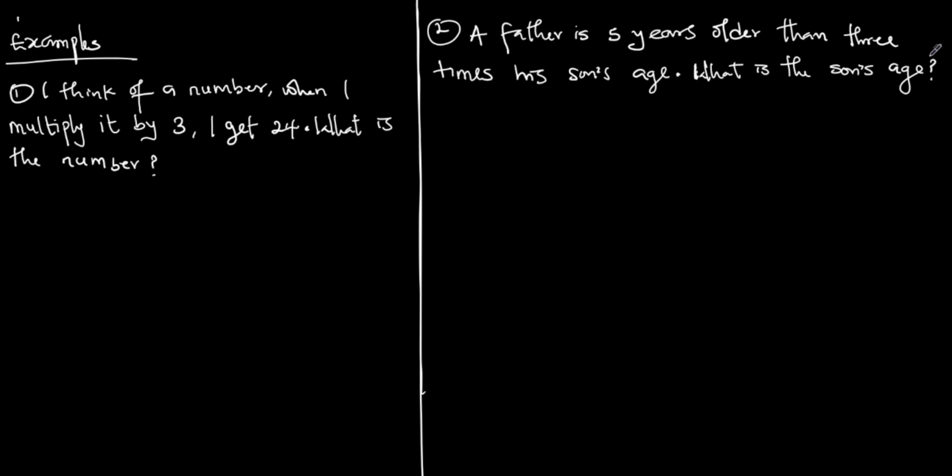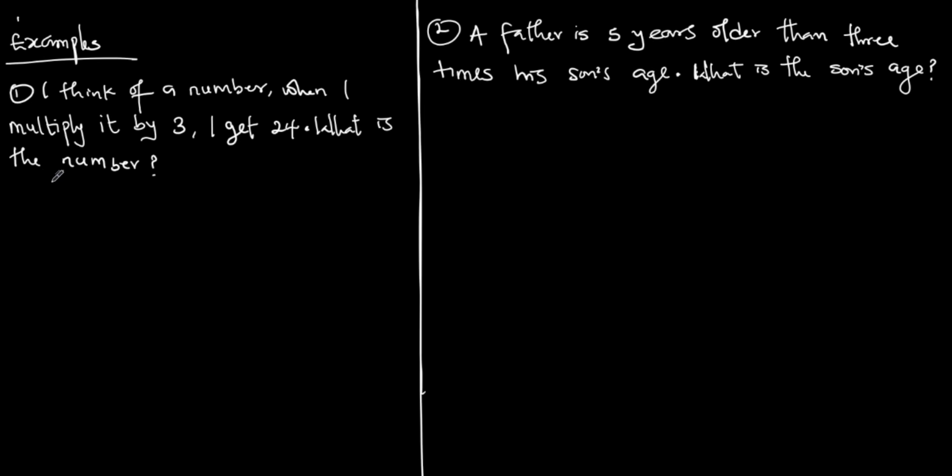All right, examples. Number 1, I think of a number. When I multiply it by 3, I get 24. What is the number? So first, identify the unknown. So I think of a number. You don't know the number I'm thinking of, right? So the number I'm thinking of is the unknown.